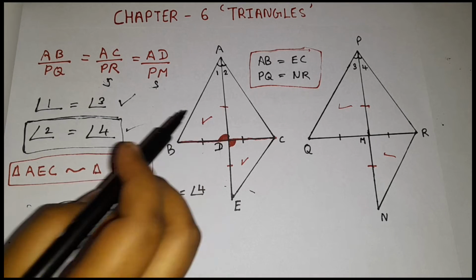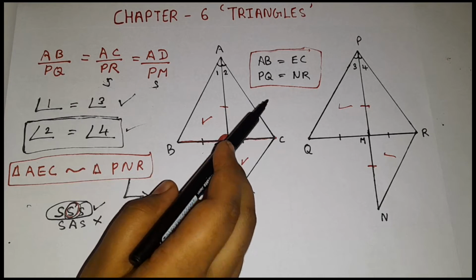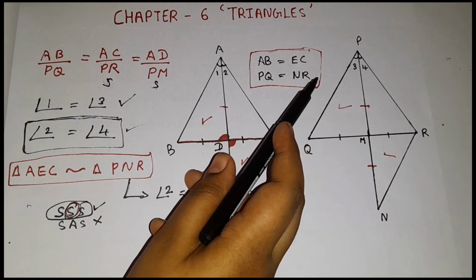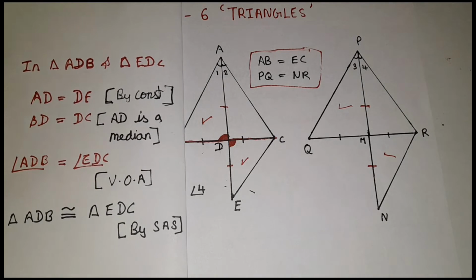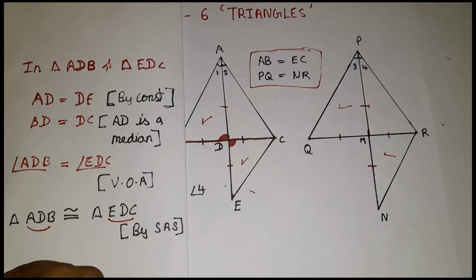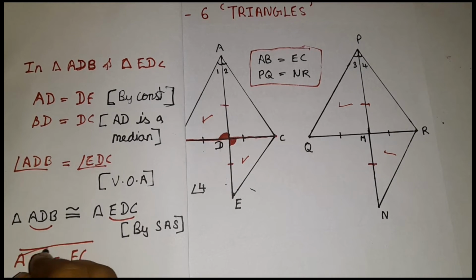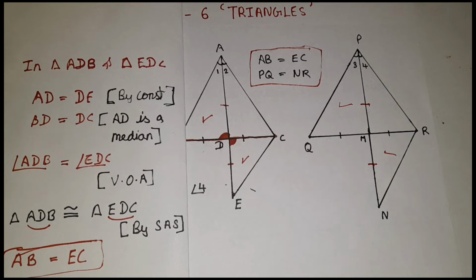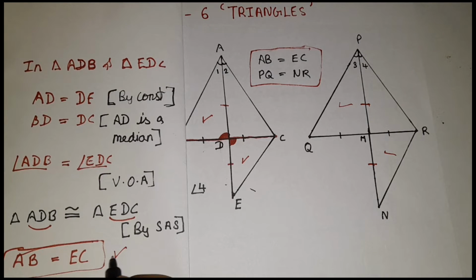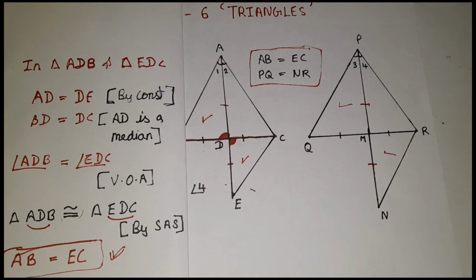What is the use of proving it as congruent? When we prove it as congruent, we get this side equal to that side. That is the meaning of congruent, right? Likewise, here we have AB and here we have EC, so AB is equal to EC. Why did I get AB is equal to EC? Just because I proved it as congruent. That is the main function of congruency.